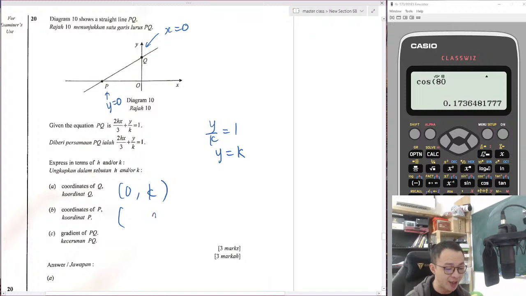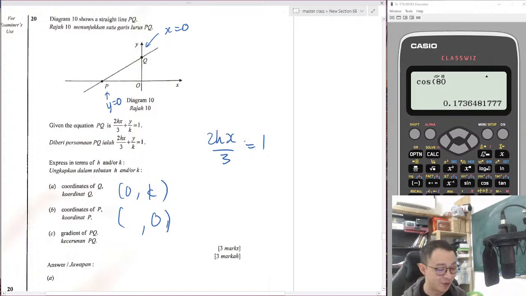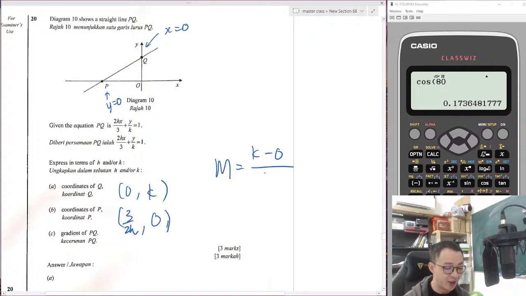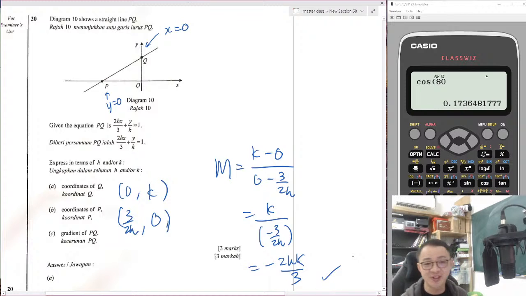Okay, then for coordinate P, y equals to 0. I want to find x here. So when y equals to 0, I have 2hx over 3 equals to 1, because 0 divided by k, I will still get 0. So x will equal 3 over 2h. And then I want to find the gradient of PQ. Gradient, just use the coordinates now. y minus y over x minus x. So it's k over negative 3 over 2h. Then it can become negative 2hk over 3. Okay, so done. This will be the answer for C.